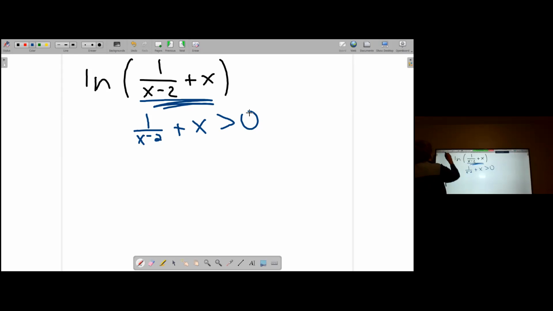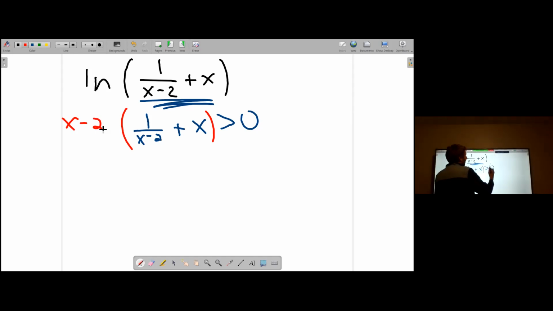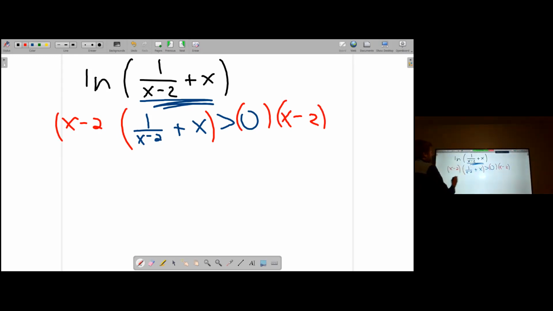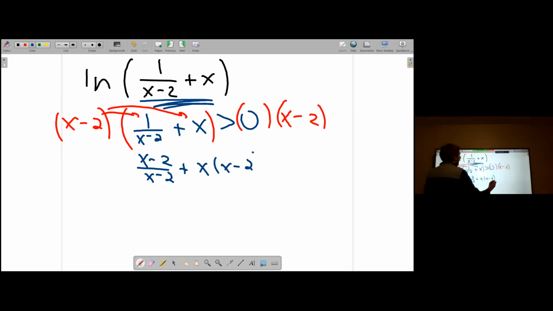What I like to do with these ones is clear the denominator. So I'm going to multiply by x minus 2. What that's going to do is get rid of that denominator, and I have to do that to both sides. Luckily with the 0 on the other side, that's not going to be too bad. So we're going to distribute that. It's going to look like x minus 2 over x minus 2 plus x times x minus 2 is bigger than 0. Well, 0 times anything is still just 0.